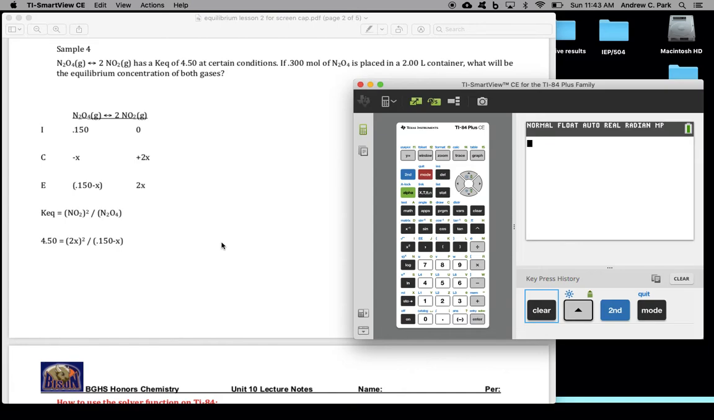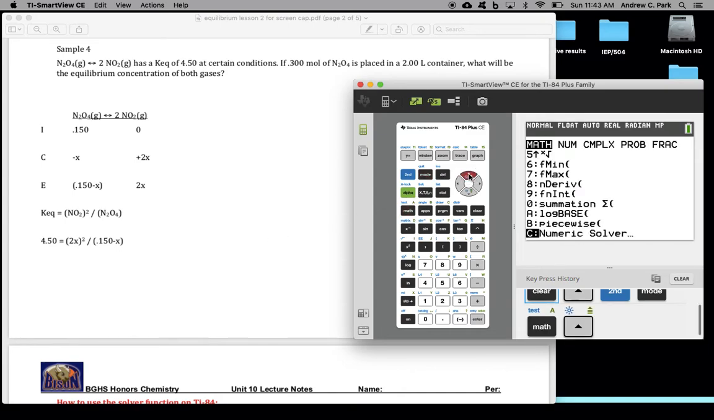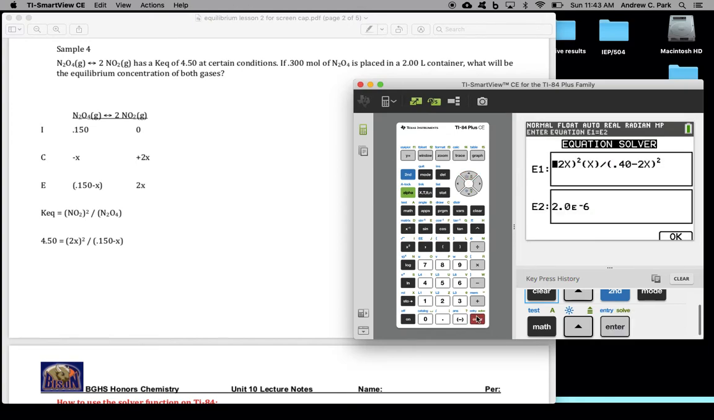So again, the steps for Solver. Hit the math key. Arrow up or down until you find the solver. Here it is. Hit enter. These old equations I want out of here, so I'm going to clear that. Okay, and I'm going to enter in my equation here, so this right here. So we've got parentheses 2x, close parentheses, square it.